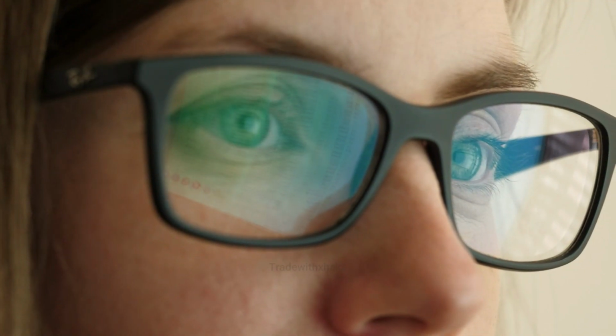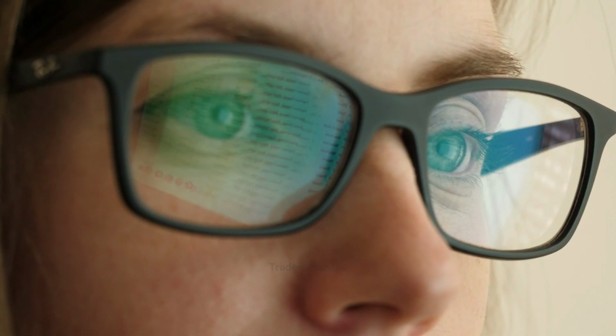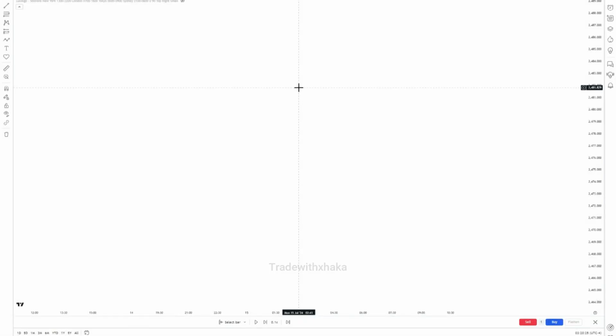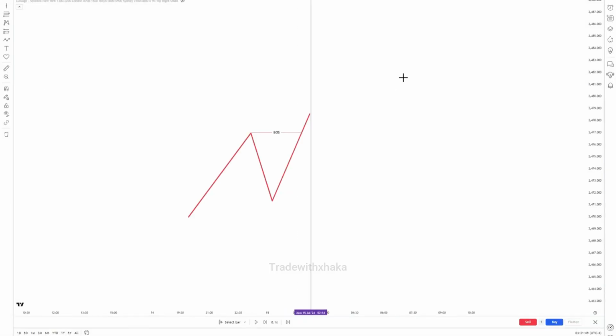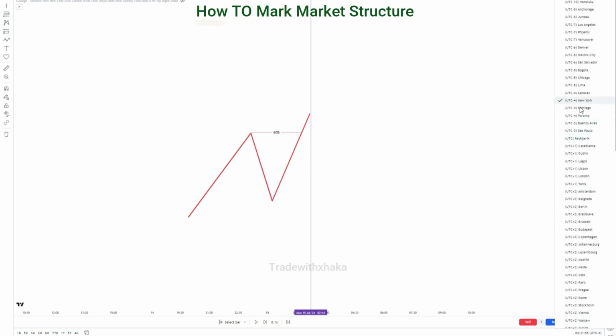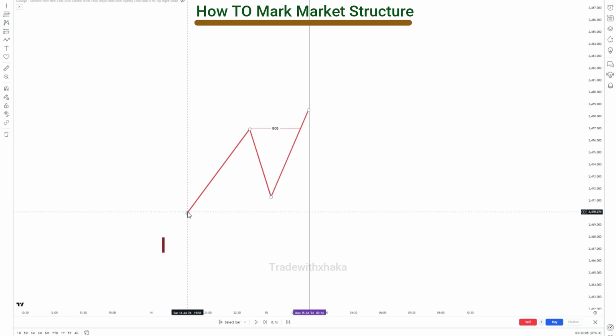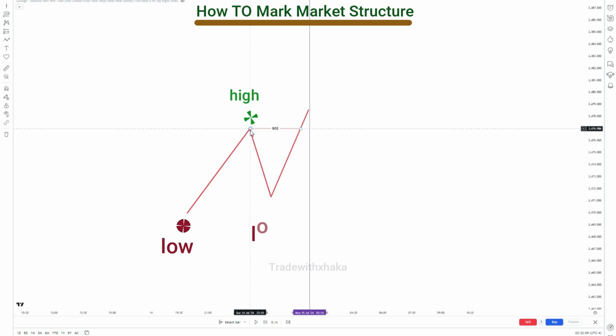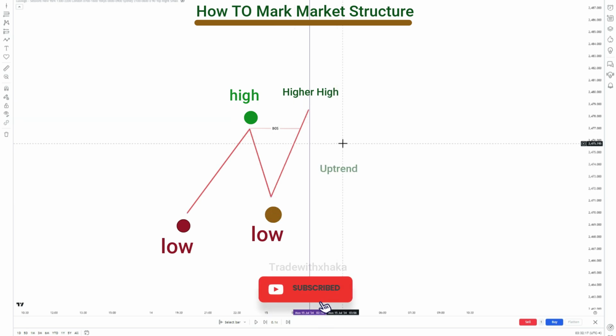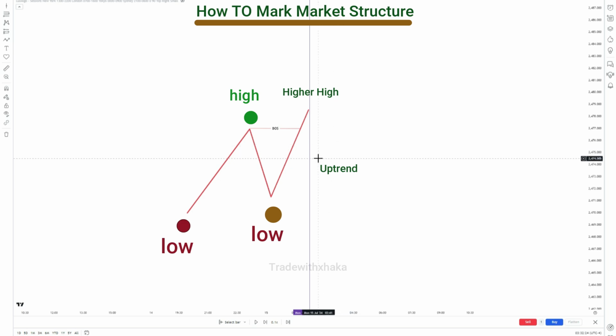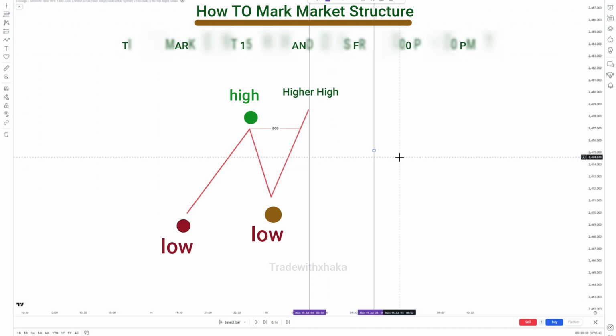Without wasting much time, let's start with how I mark the market structure based on this strategy. The first thing we need to do is check our time, whether it's in New York. If it is, we move to the 15 minutes time frame to analyze the market structure. Whenever you see price move from low to high, and from this high to low, and from this low to high, the market is in uptrend. Your marking of highs and lows starts from 6 o'clock p.m. New York time to 8 o'clock p.m.